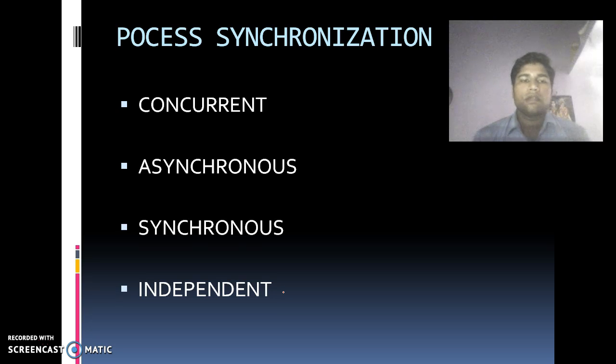First, when two processes occur at the same time, they are called concurrent. When two or many processes are synchronized occasionally, they are called asynchronous. Similarly, when two or more processes are synchronized frequently and the relative order of execution is guaranteed, then they are called synchronous. When processes have no relation with each other, they are called independent.